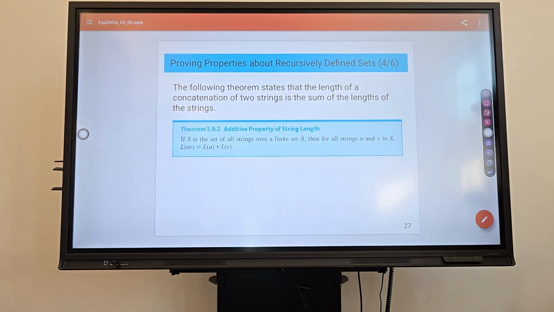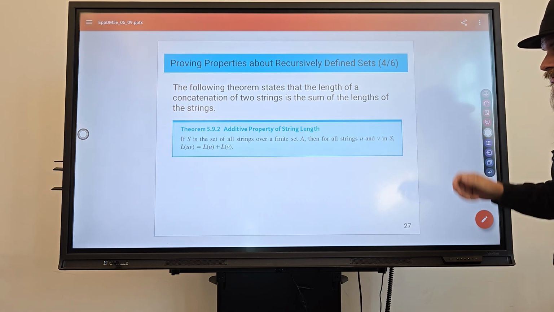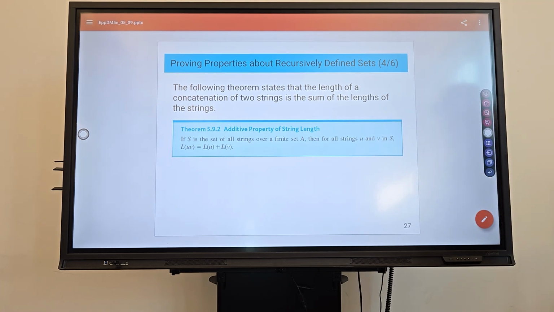The following theorem states that the length of a concatenation of two strings is the sum of the lengths of the strings. So, additive property of string length. If S is the set of all strings over a finite set A, then for all strings u and v in S, L(uv) equals L(u) plus L(v).